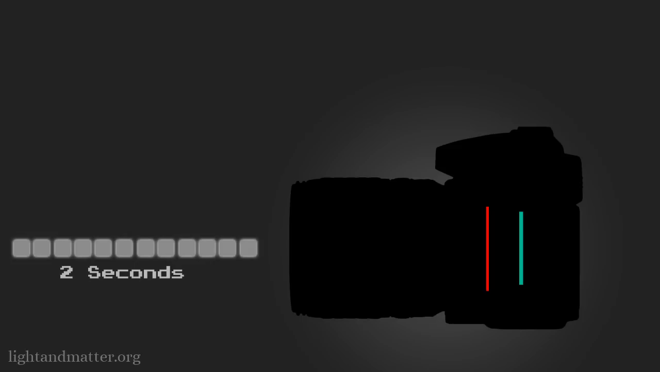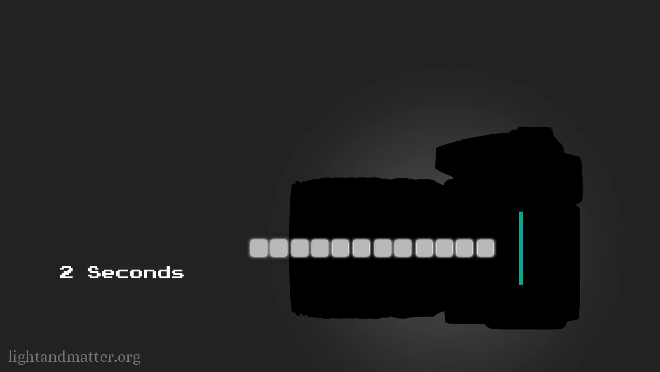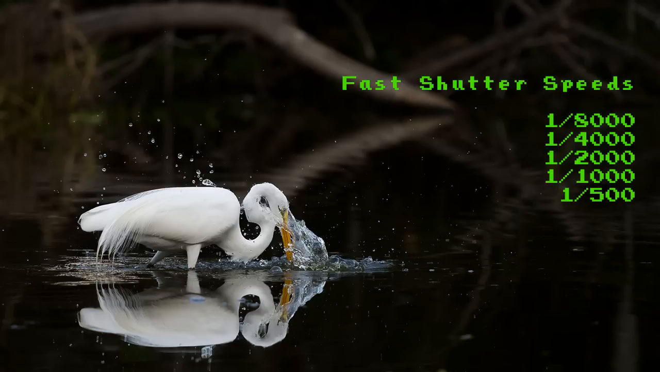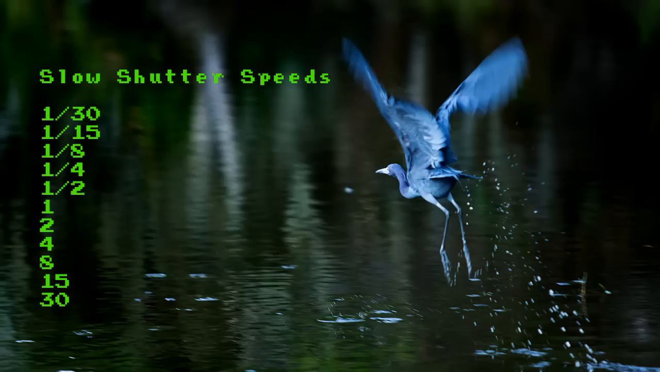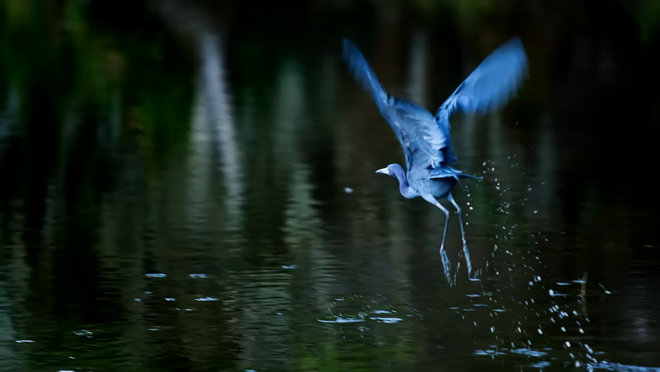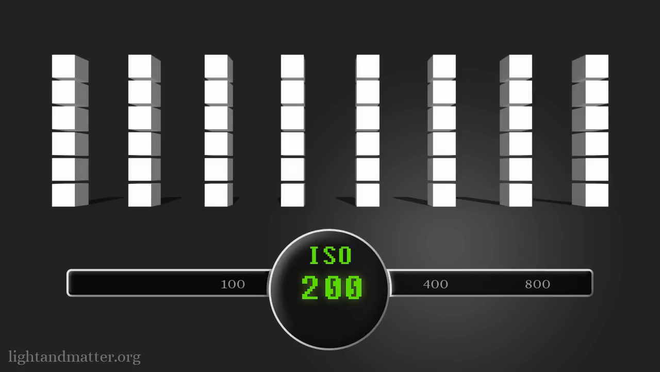And of course, the shutter speed can make a difference in how your photos look. Using a fast shutter speed will freeze the motion in your picture, but if you use a slow shutter speed, you'll get blurry motion. ISO is a little different from aperture and shutter speed.